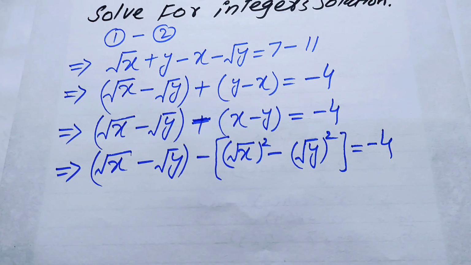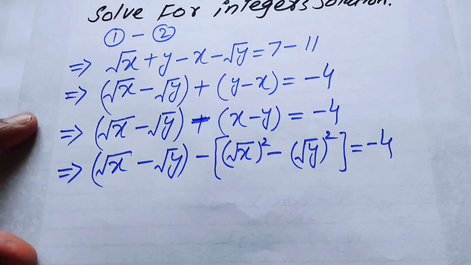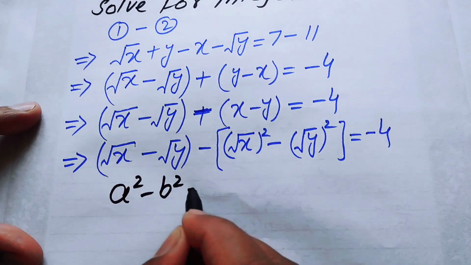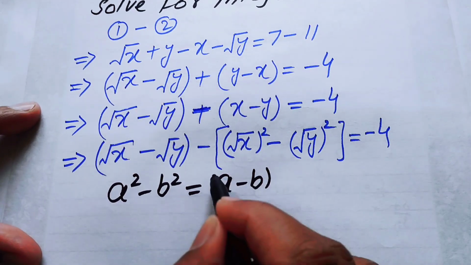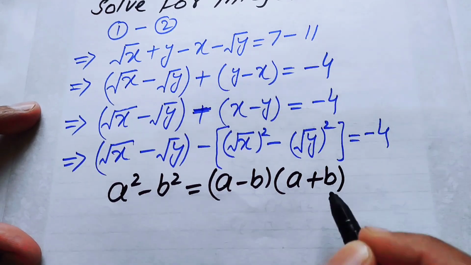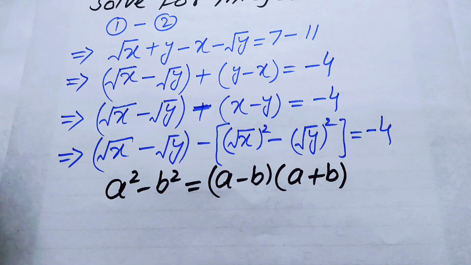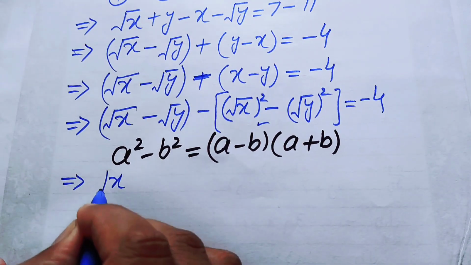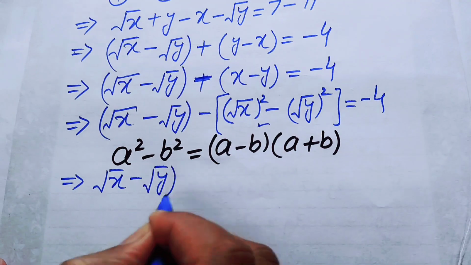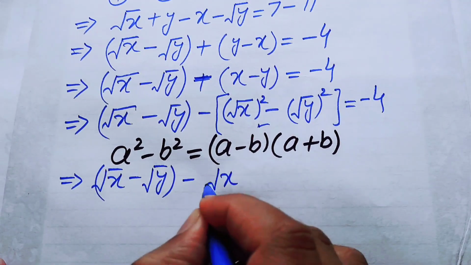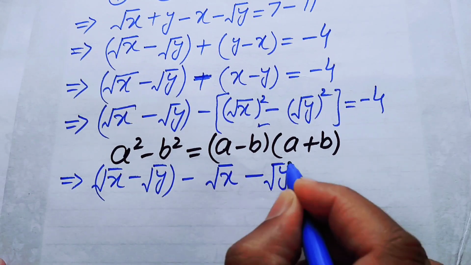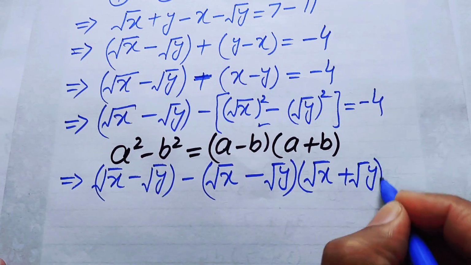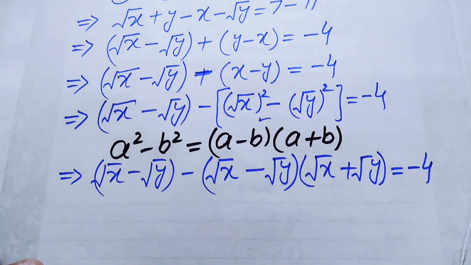After this step, I will use the square identity, and you know that if we have a squared minus b squared, it is equal to (a minus b) times (a plus b). We will apply this identity on this term only. So after applying this identity we get square root of x minus square root of y, minus (square root of x minus square root of y) times (square root of x plus square root of y), equals minus 4.